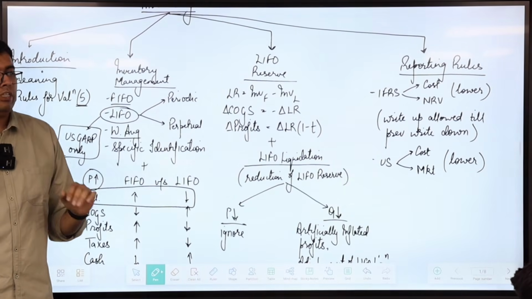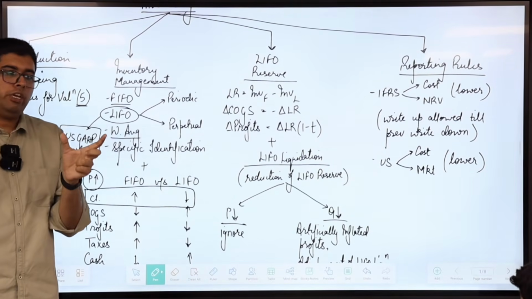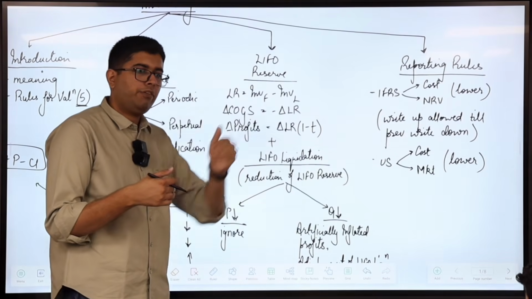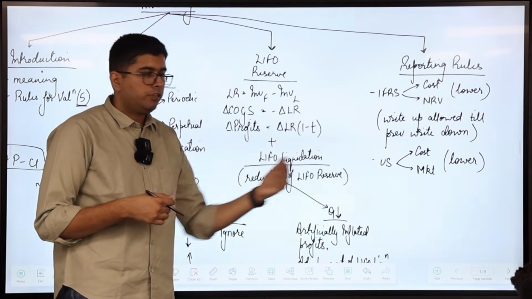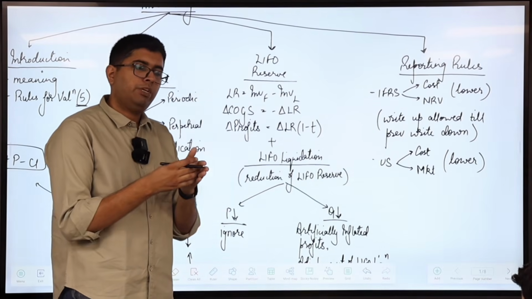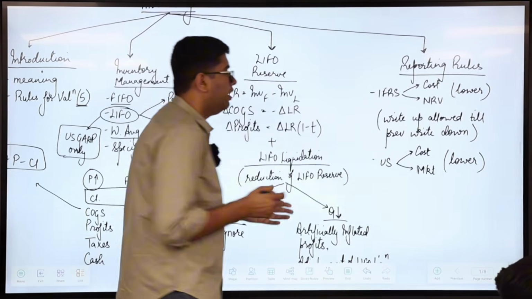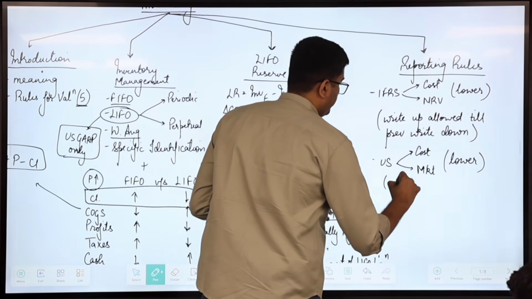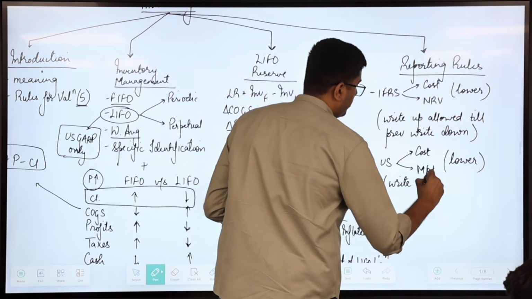Now, market value further has a range. It can only be between NRV and NRV minus expected profit margin. So market value cannot be any number you can assume out of the blue. It has to be a number within a specified range. Now here, write up is not allowed.